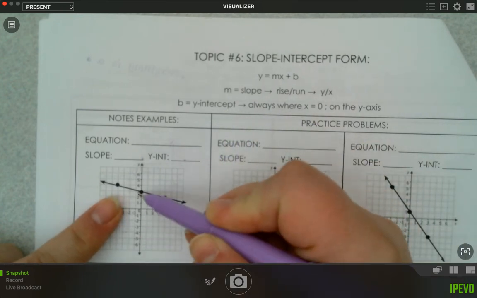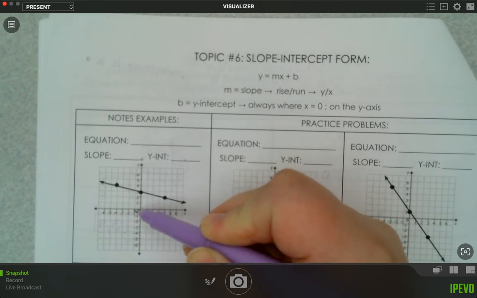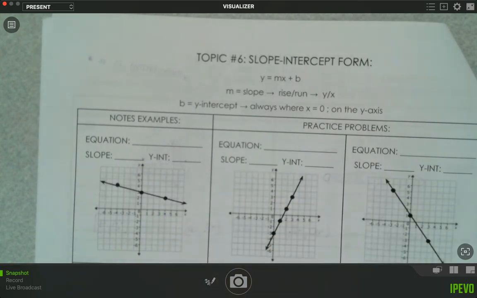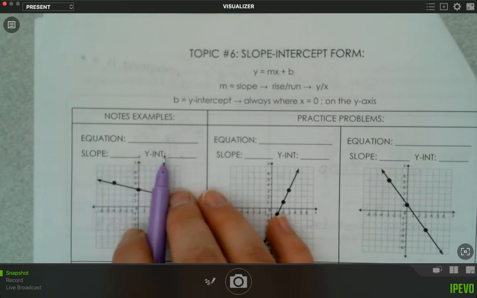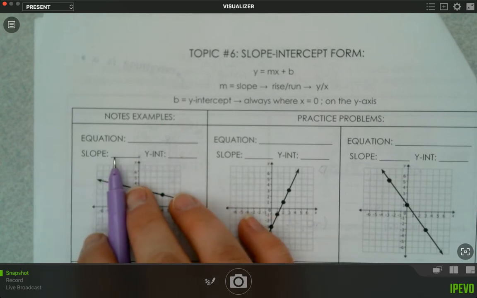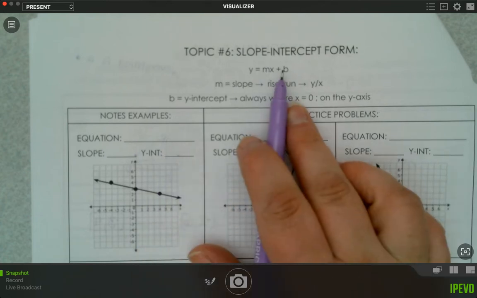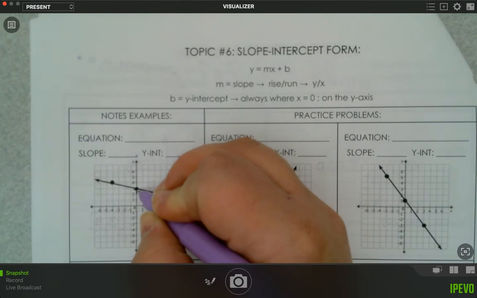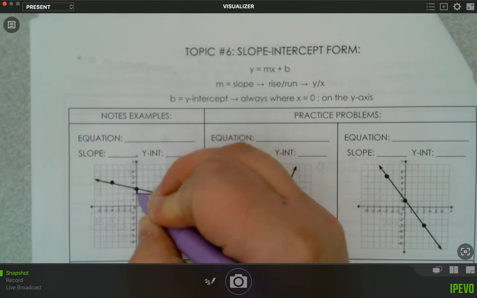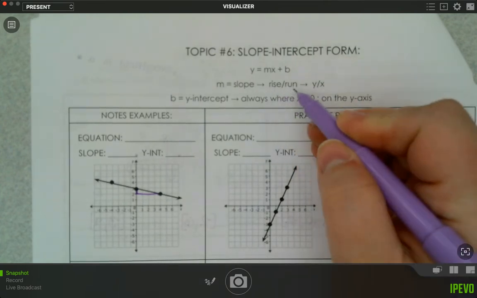For instance, right here. This is my y-intercept because I'm right here at 0 on the x's. Okay? So as I go to calculate my equation, I need to find these two things first. You have to know what the slope is so you can put it in front of x, and what the y-intercept is so you can put it at the end. So I'm going to go look at my graph, and I'm going to draw a little triangle between these 2 points to count how much it's rising and how much it's running.